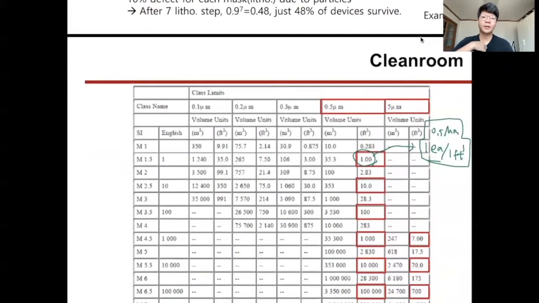There are classes in the clean room. Class 10 means there are 10 particles of 0.5 micron size in 1 cubic foot of space, and class 1 means there is 1 particle of 0.5 micron size in 1 cubic foot of space.